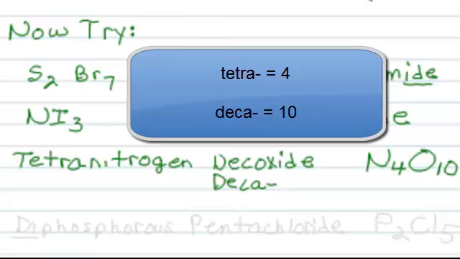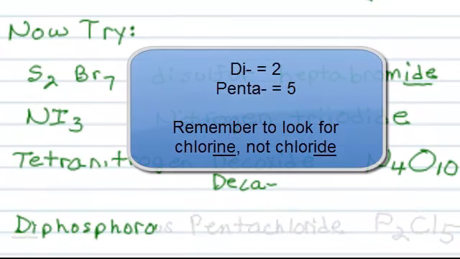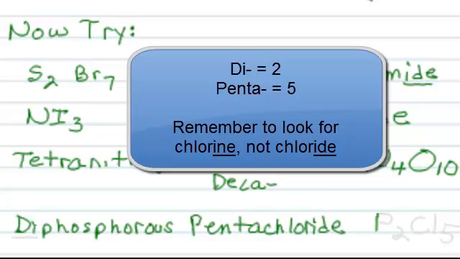And then diphosphorus pentachloride. Phosphorus is P, and di means 2. And chloride is Cl, and penta means 5, so you have P2Cl5.